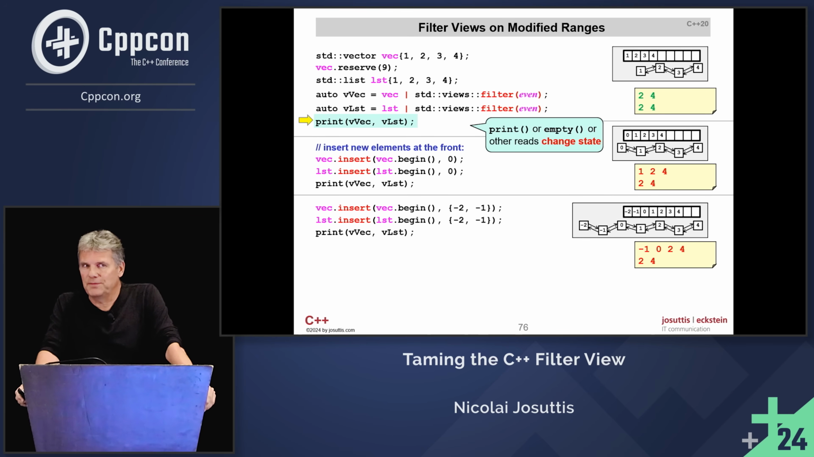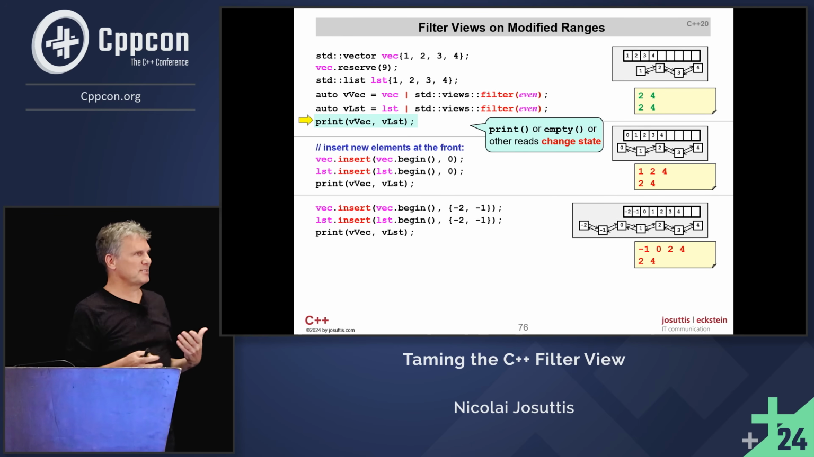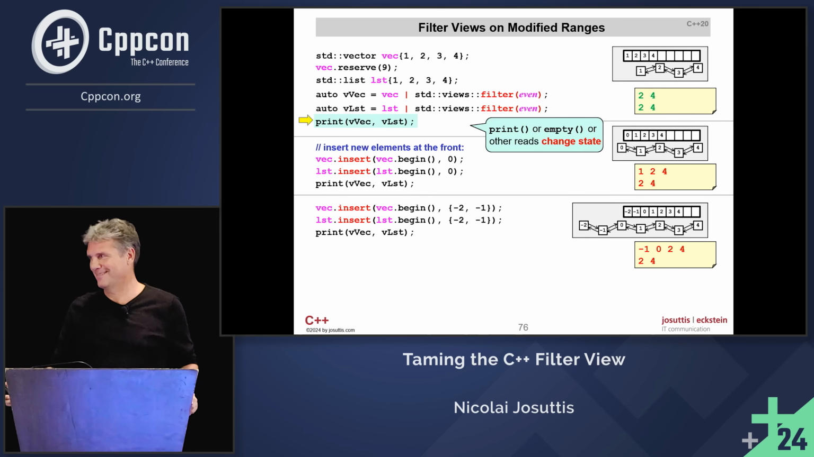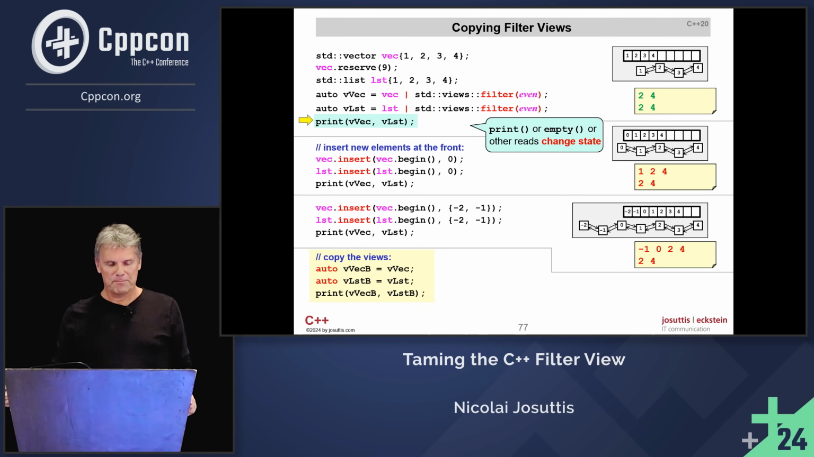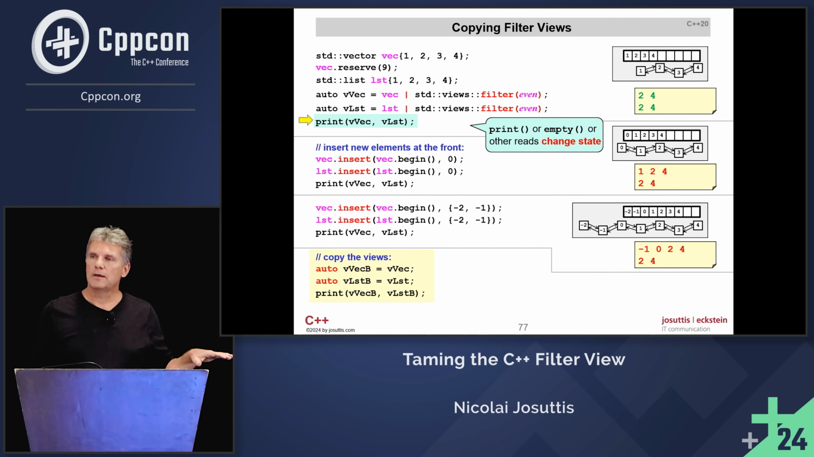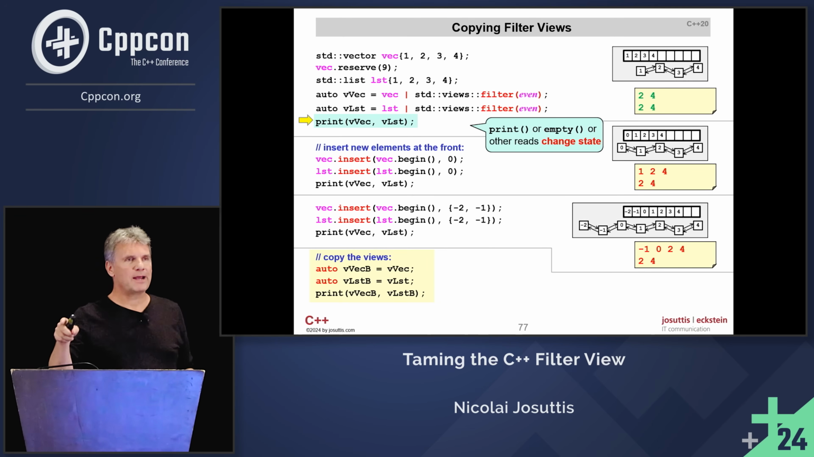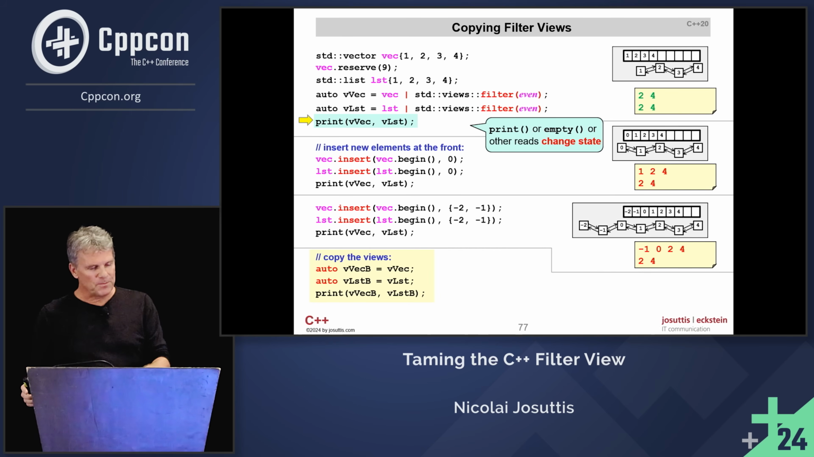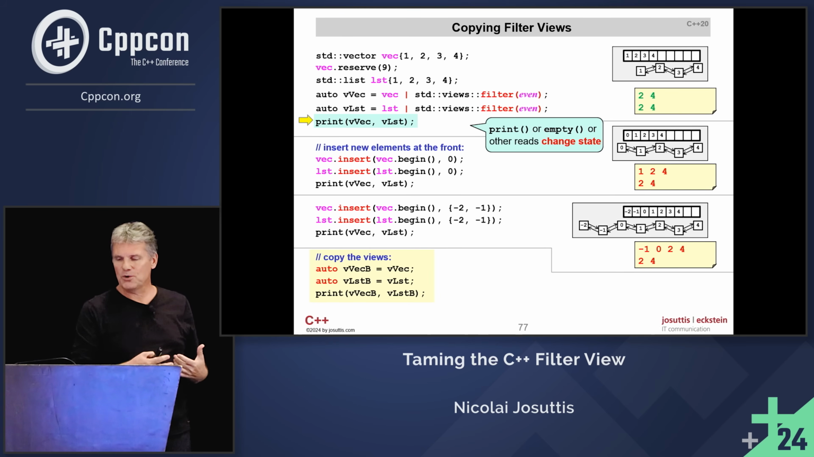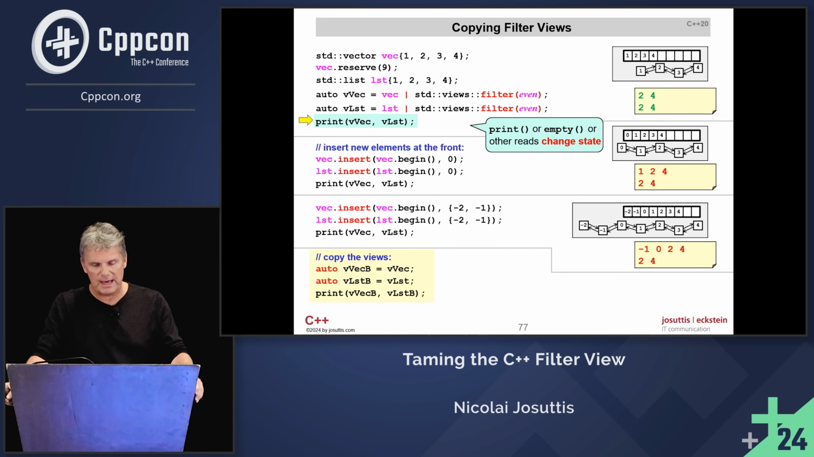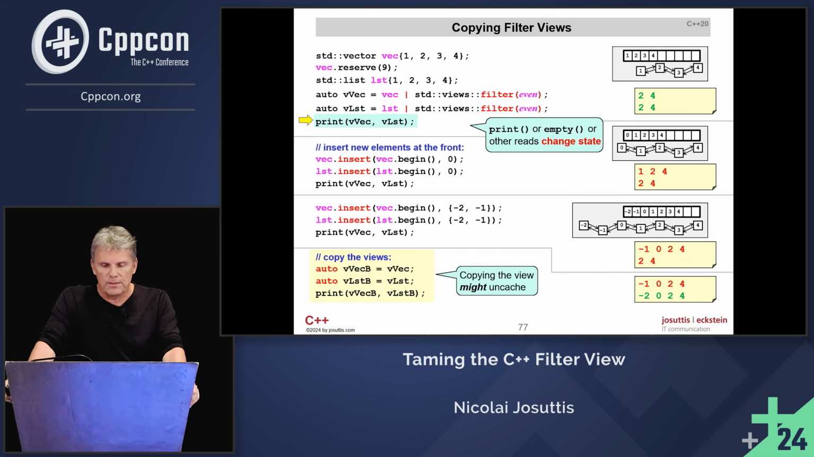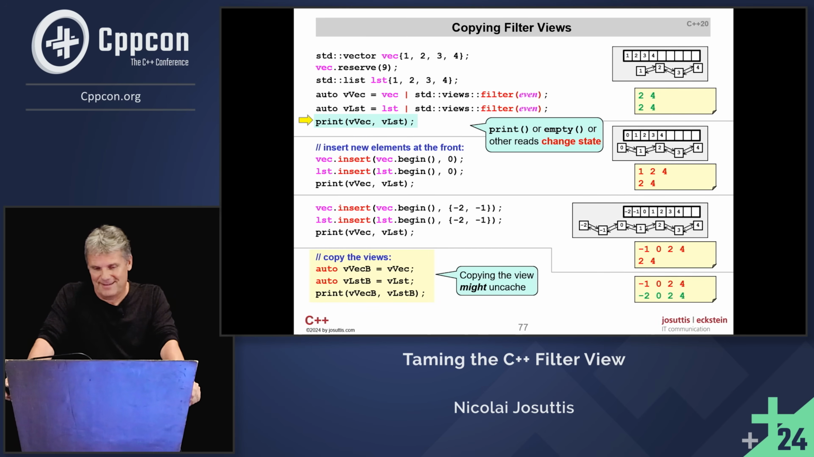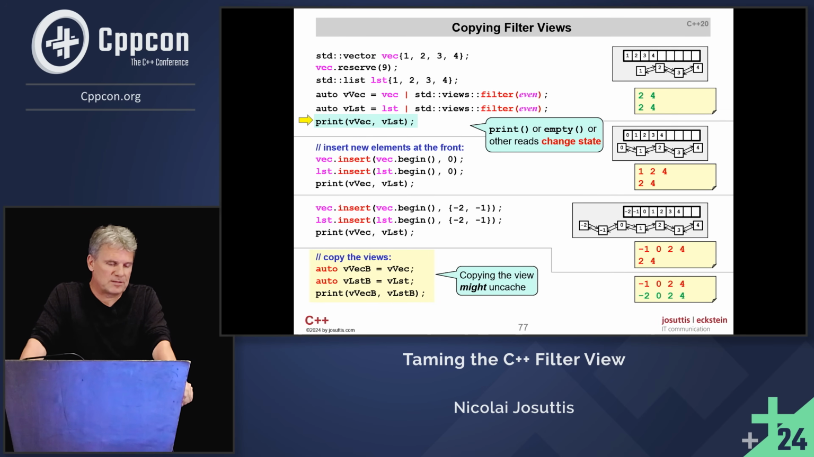Well, the obvious question now is, can we uncache something? It depends. You can by copying the view if we cached the iterator. If we cached the offset, you can't. So you see that by copying the view and then using these copies to print out the elements, the filter on a list is fixed. The filter on the vector is not fixed.